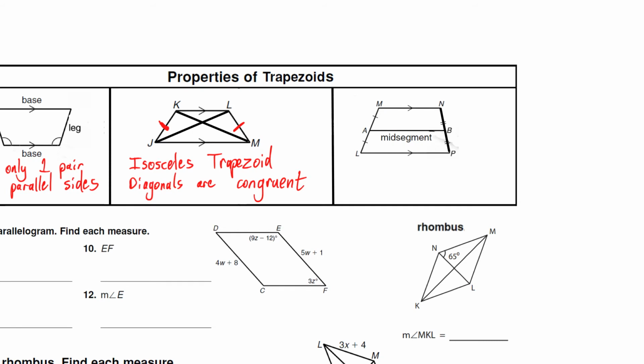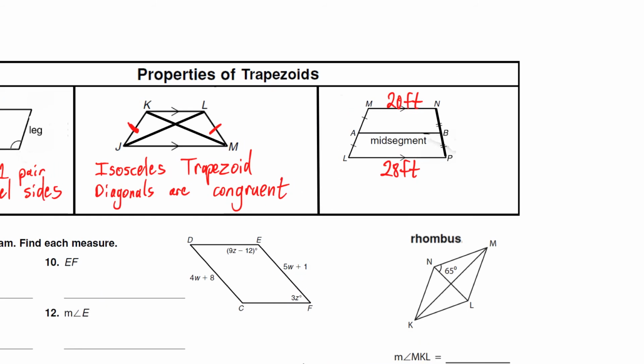And then this last thing right here is just the mid segment. Let's say that this is 20 feet and this is 28 feet. How long is the mid segment going to be? 24 feet. That's right. It's a number exactly halfway between those. And remember, if you forget that, you can just add them: 20 plus 28 divided by 2, and that'll give you 24.